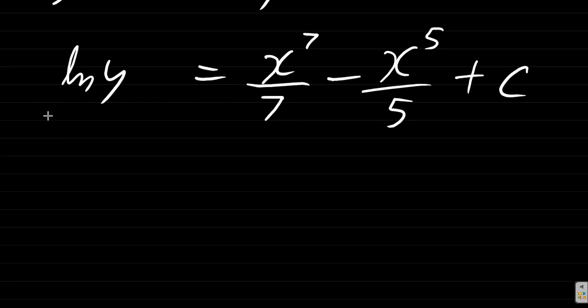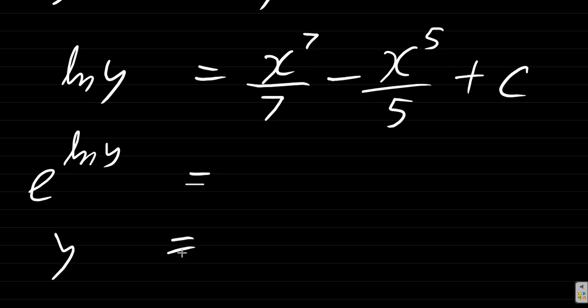Here, we have e raised to the power of both sides. So we have e to the ln y. On the left hand side, that would give us y clean. Alright? Because we have e to the power of ln of a function, it gives you the function itself. On the right hand side, we have e to the x to the 7 over 7 minus x to the 5 over 5 plus c.